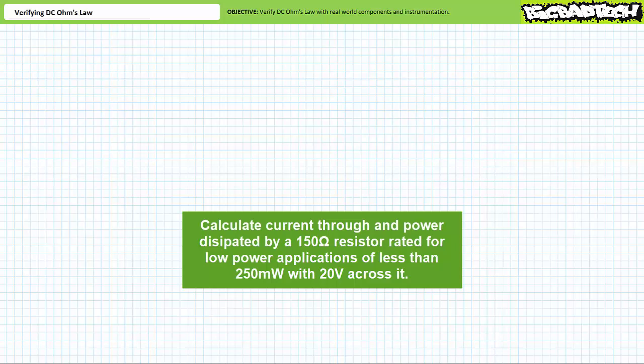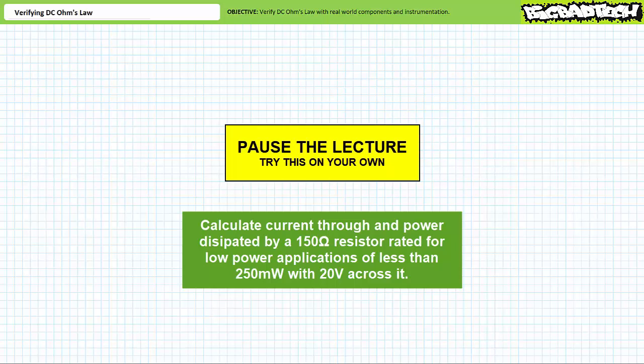All right, one last troubleshooting example before I cut you loose. Consider a nominal 150 ohm resistor rated for low power applications of less than a quarter watt or 250 milliwatts. See if you can calculate the current through the 150 ohm resistor and the power dissipated by it when it's being driven by a 20 volt source. By all means, pause the lecture and try these calculations on your own.